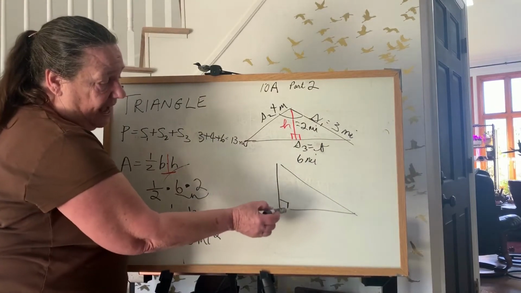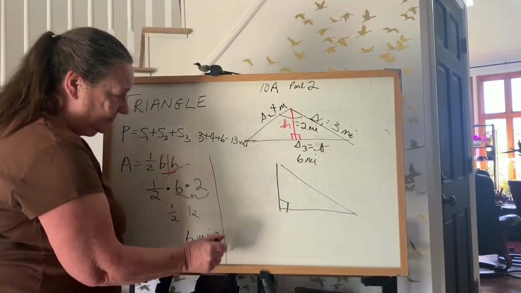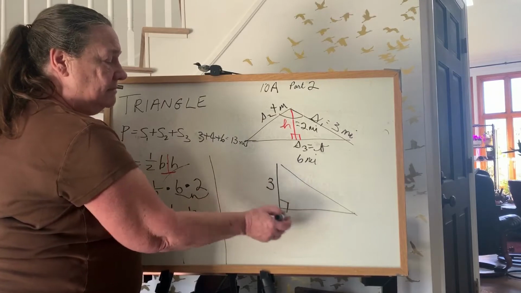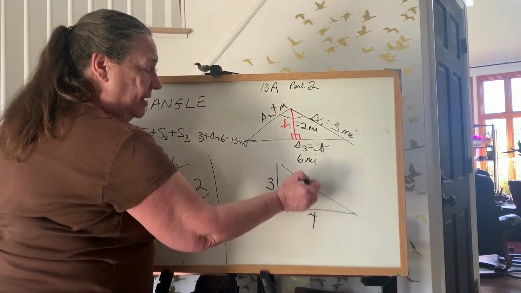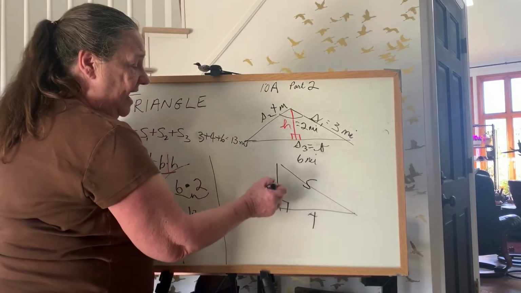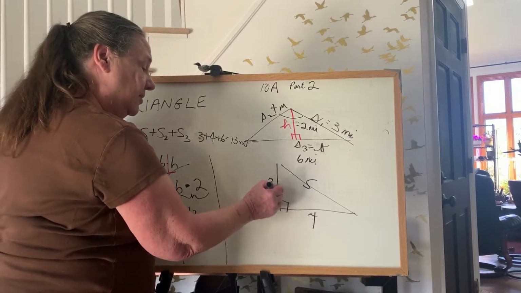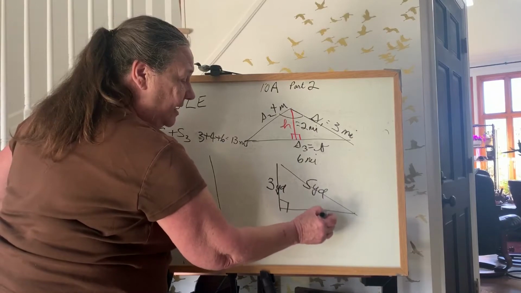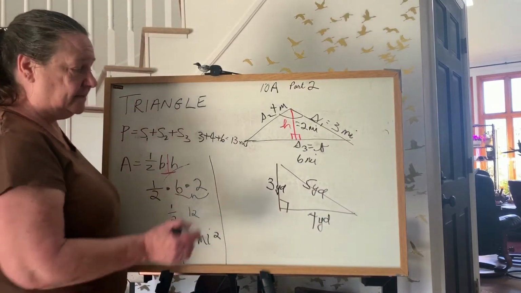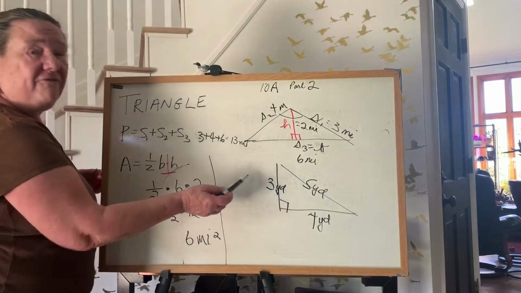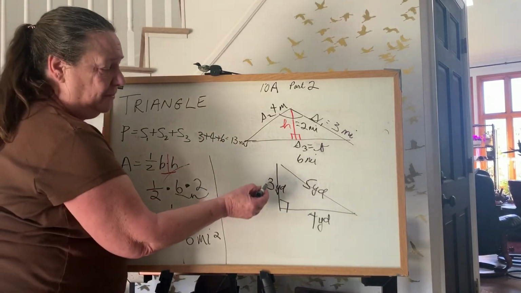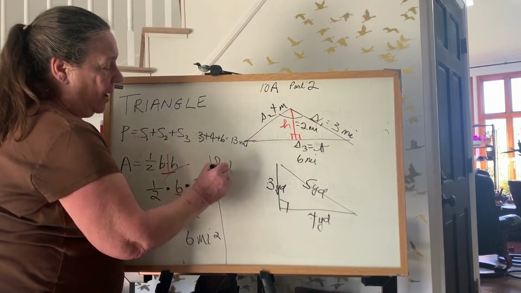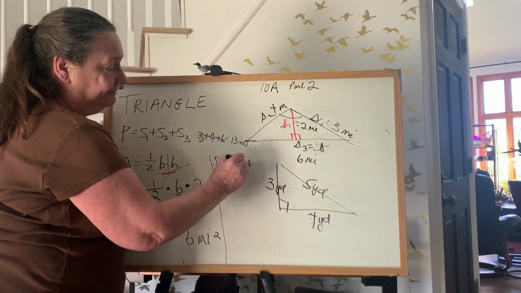And you notice I put in that perpendicular, okay? So this is 3, this is 4, and this is 5. And we'll call it yards. They all have to be yards, okay? So for the perimeter, 3 plus 4 plus 5 is 12 yards.